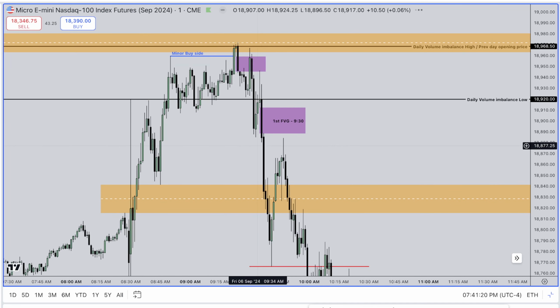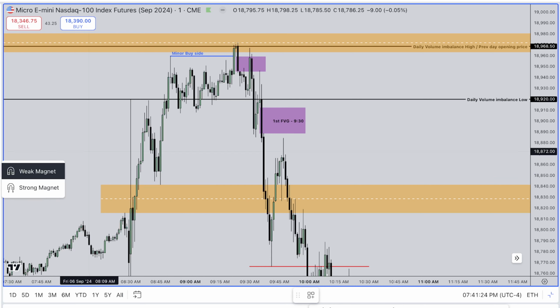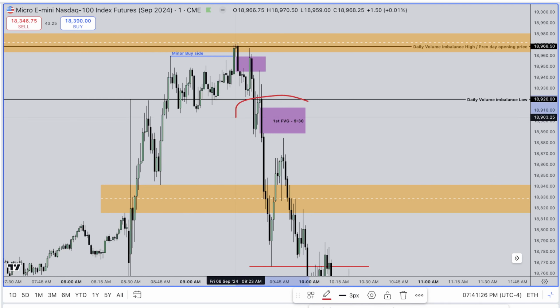As you can see, we have the first fair value gap formed after 9:30, this one. It didn't come to that point because we want to see that as a breakaway gap. If the price entered in here, you wouldn't like to see price come above the upper quadrant of that fair value gap.